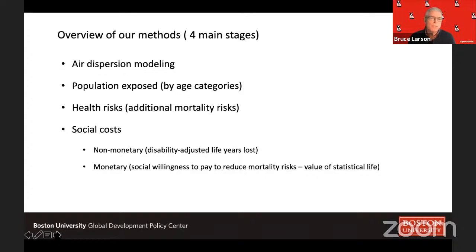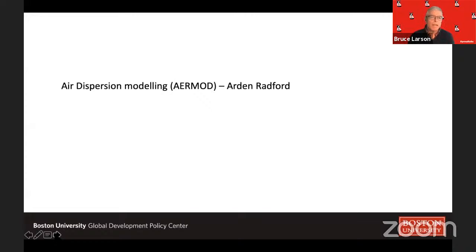We have to think in terms of air dispersion modeling, the population exposed, the health risks from the concentrations created by the factory, and these health risks in terms of additional mortality risks. And we convert these mortality risks into social costs, a non-monetary version based on disability adjusted life years lost, and a monetary version based on social willingness to pay to reduce mortality risks, which is also known as value of statistical life. Now, we're going to talk about air dispersion modeling next, and my colleague Arden Radford is going to take over from here.